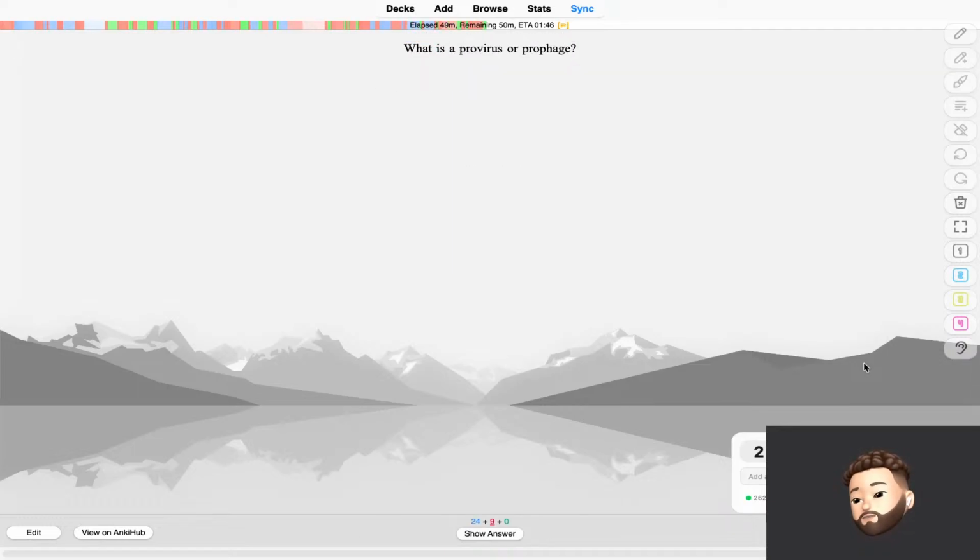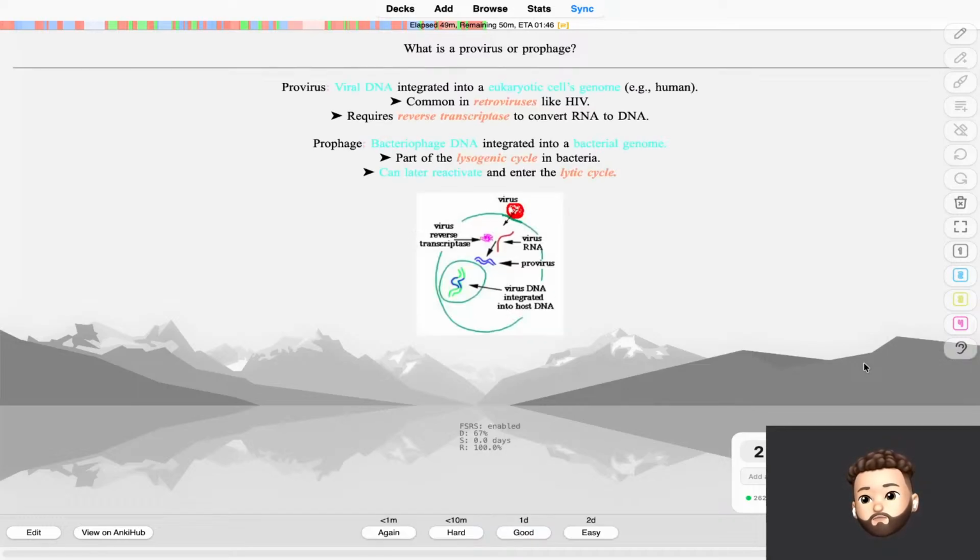Provirus is viral DNA that integrates into like a eukaryotic genome. And prophage is bacteriophage DNA that integrates into a bacterium genome.